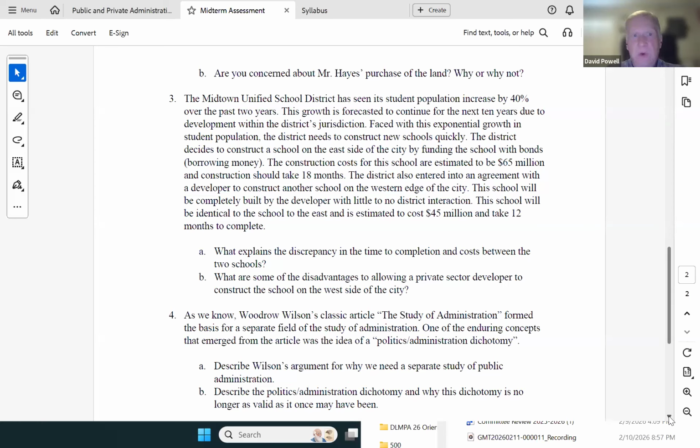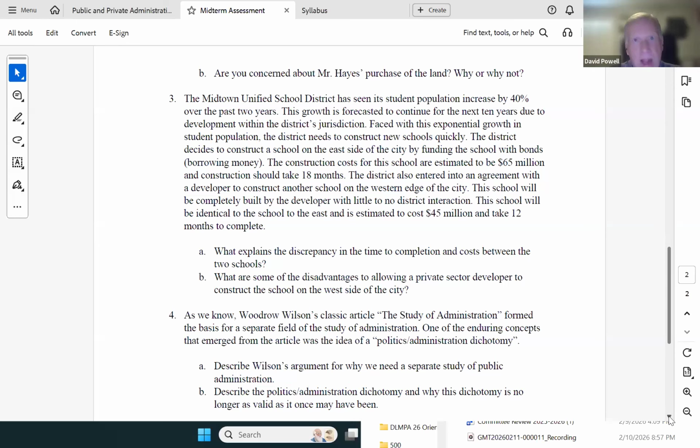Faced with this exponential growth in student population, the district needs to construct new schools quickly. The district decides to construct a school on the east side of the city by funding the school with bonds, which means borrowing money. In our last class session for our semester together, we will talk about managing fiscal resources. And as part of that discussion, we'll talk about borrowing money. But for our purposes right now, just to help you with this scenario, if you've never dealt with it before, this is how governments borrow money in order to pay for capital projects.